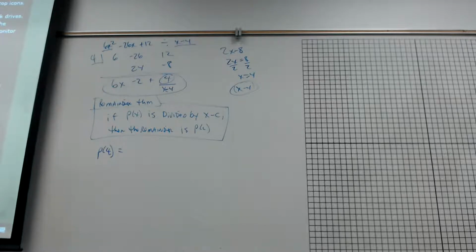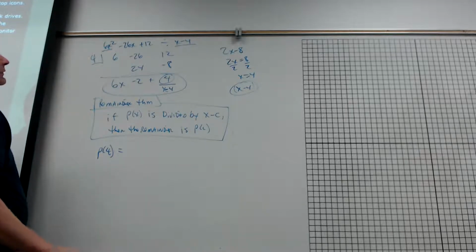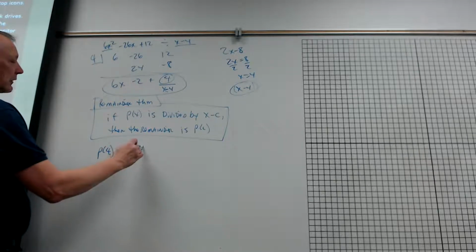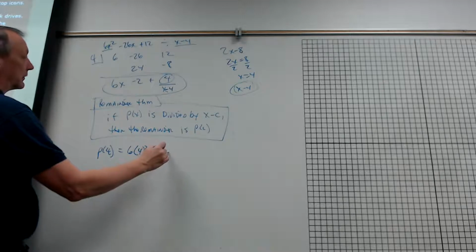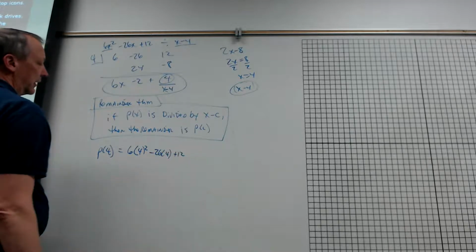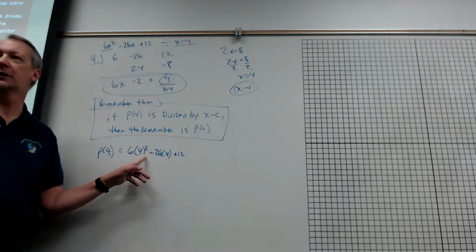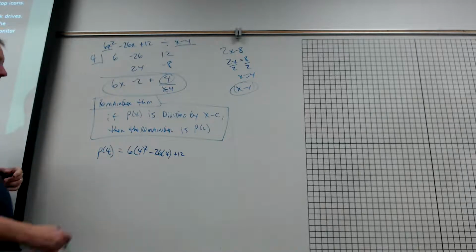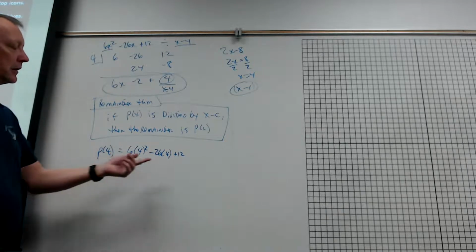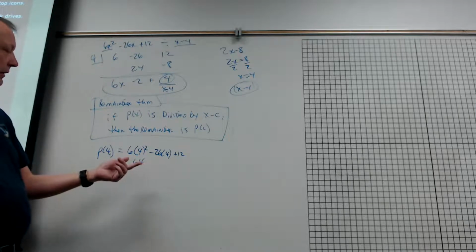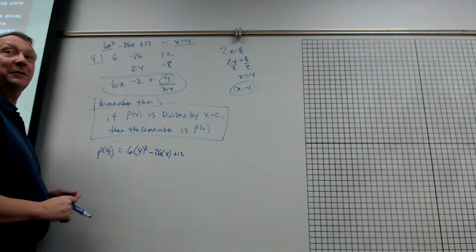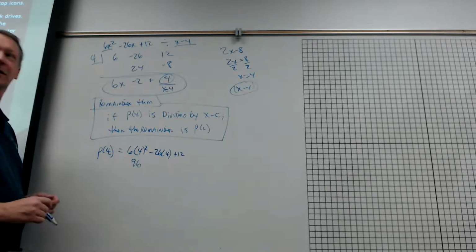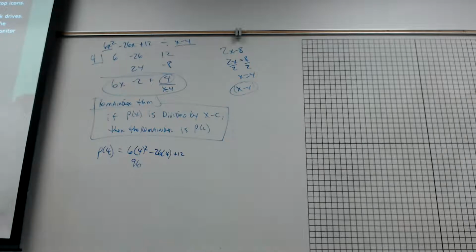Mauricio, can you tell me what P of 4 is? 6 times 4 squared minus 26 times 4 plus 12. Okay, 4 squared is 16, times 6. 16 times 6 is 96, right?